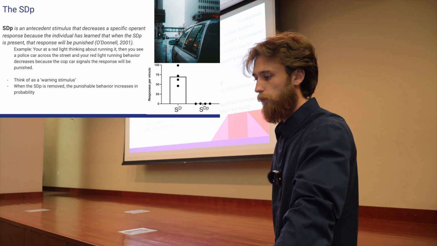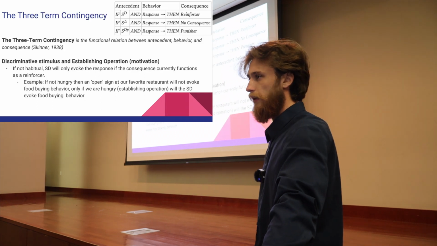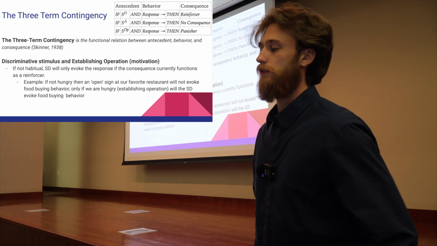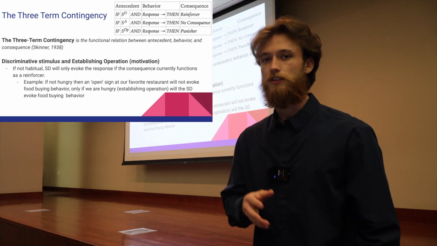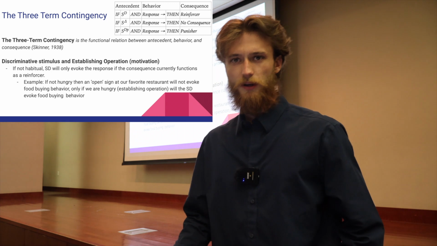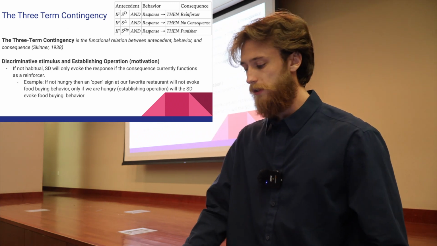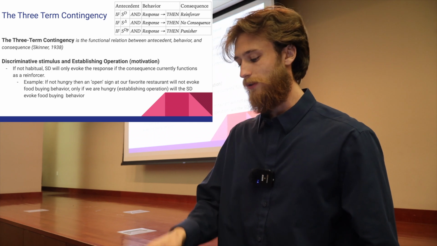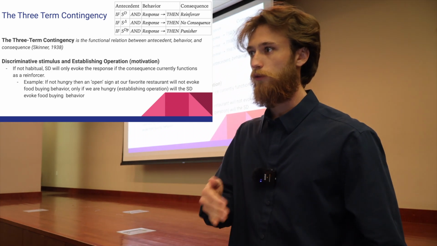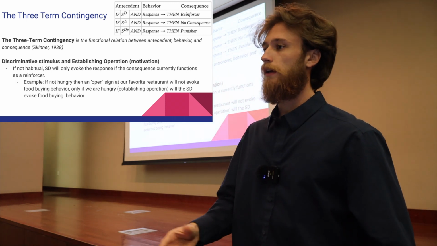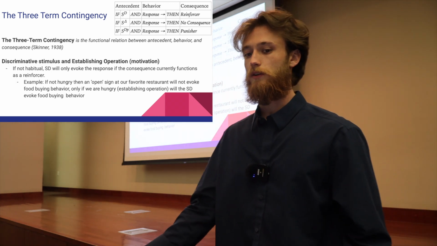So we understand if-then behavior, this two-term contingency, and we've talked about the three-term contingency, so we'll go into the three-term contingency a little bit more. And I really hope I'm lit up enough on this camera. So the three-term contingency is the relationship between the antecedent, the context before behavior, the behavior, the actual response of the organism, and then the consequence, what happens afterwards.